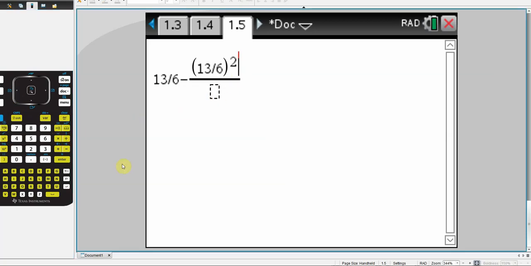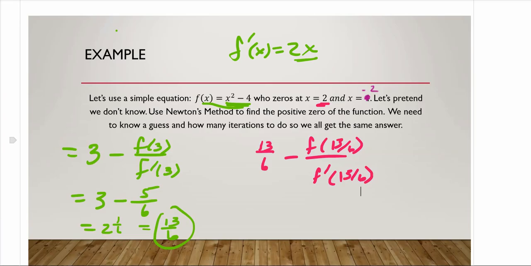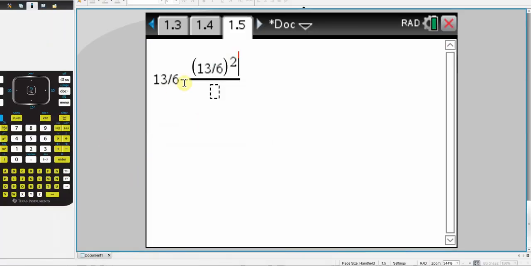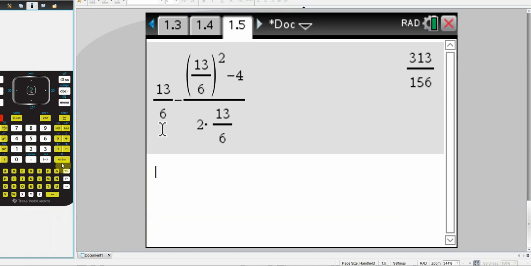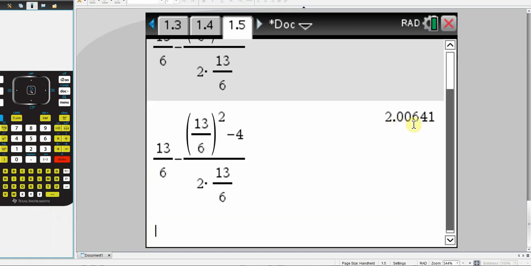So then on top here I can say it's going to be my function. Let me go back to my function. It's x squared minus 4. It's this squared minus 4 over the derivative, which is 2 times 13 over 6. Okay, I press enter. Guess what I'm getting now? I'm getting 2.00641. Remember, the real 0 is 2. So after 2 iterations, I'm already there practically.